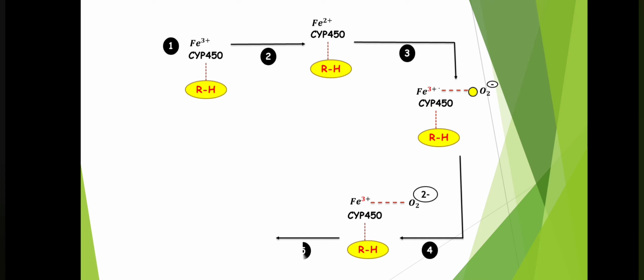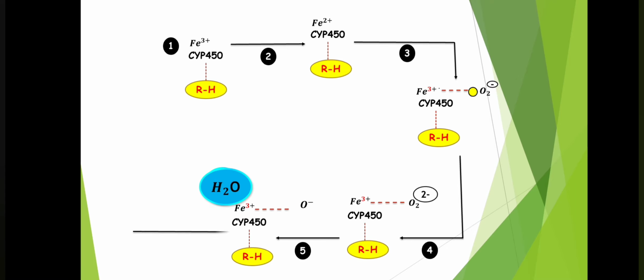Next, in the fifth step, 2 protons are added. These protons interact with the enzyme substrate oxygen complex. Next, 2 electrons and 1 oxygen atom get transferred to the protons, which produces a water molecule. Next, in the sixth step, the oxygen atom gets transferred to the substrate to form ROH.